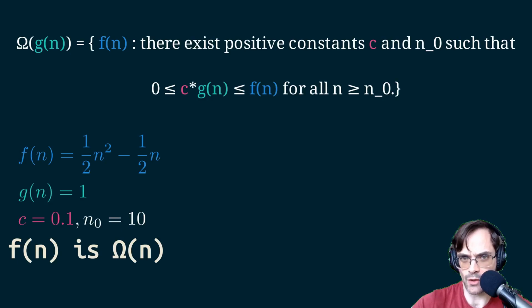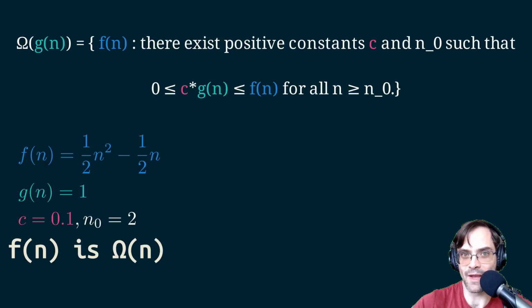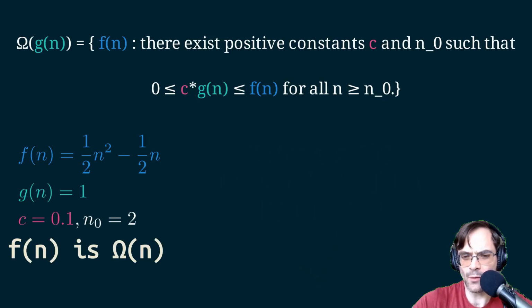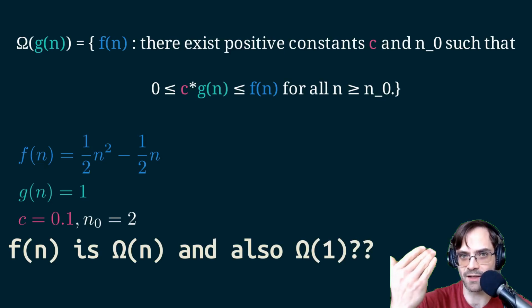And this seems like a weird choice, right? But actually I can still make the definition work. I can choose n naught to be 2, the inequality holds, and the definition's still going to work no matter how big I make n, because you can clearly see g of n will just never be bigger. It'll always be 1, it'll always be less than, and so we can also write that f of n is omega of 1, or constant time.